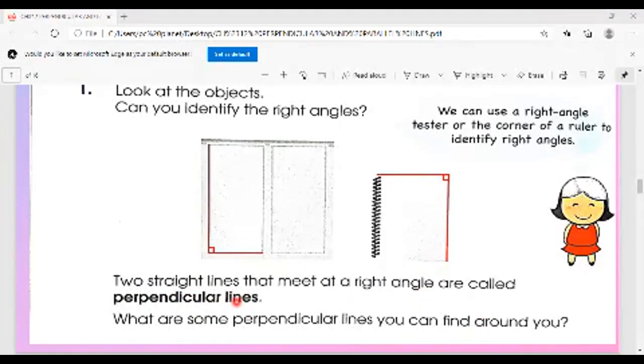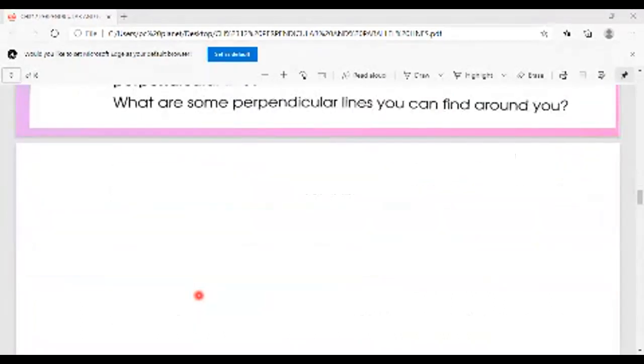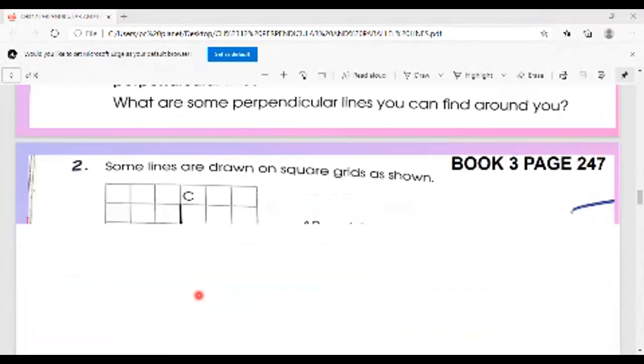But for your convenience, you can check with the right angle testers to find out whether it's 90 degrees. If it's 90 degrees, then it's a right angle, and those are perpendicular lines as well. So both are the same. There is no very big difference in it.